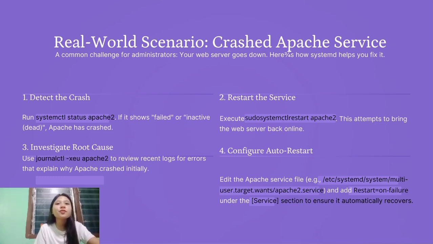The third step is to investigate the root cause. Use the command journalctl -xeu apache2 to review recent logs for errors that explain why Apache crashed initially. The fourth one is to configure auto restart. Edit the Apache service file, like /etc/systemd/system/multi-user.target.wants/apache2.service, and add Restart=on-failure under the Service section to ensure it automatically recovers.